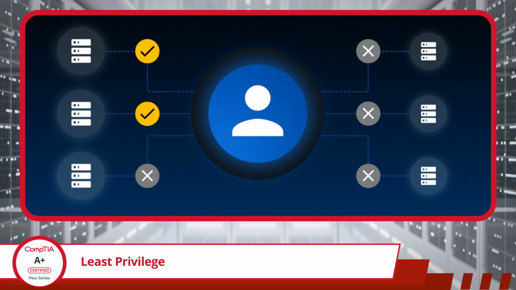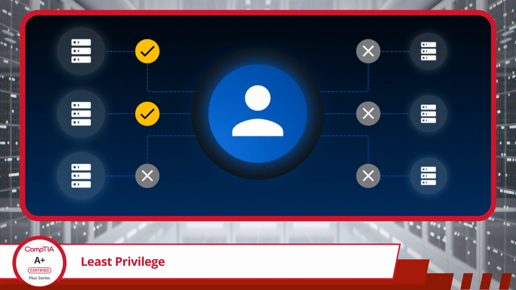A common example of least privilege would be a standard employee account versus an administrator account. Most users do not need the ability to install software, modify system-wide settings, or create other user accounts, so those elevated privileges are typically reserved for administrators. By limiting powerful permissions to only those who truly need them, organizations reduce their attack surface.